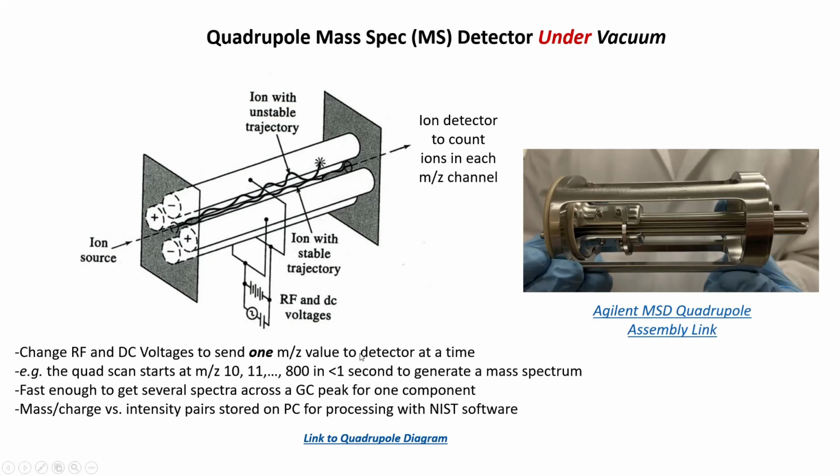Here we have the Agilent MSD quadrupole assembly. You can see it's a very compact unit, so the overall instrument is relatively small. You can see someone holding it here to get an idea of what the size of the quadrupole actually is.